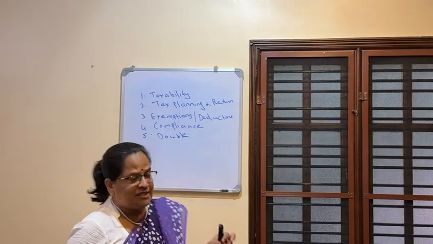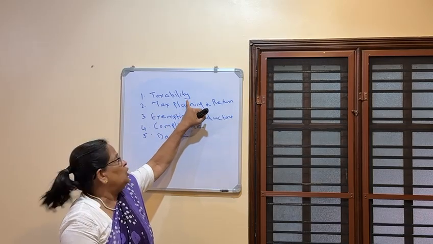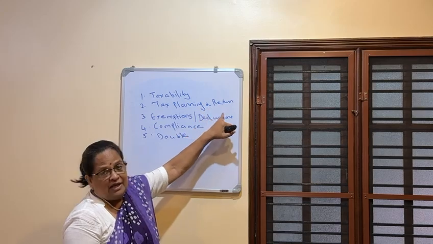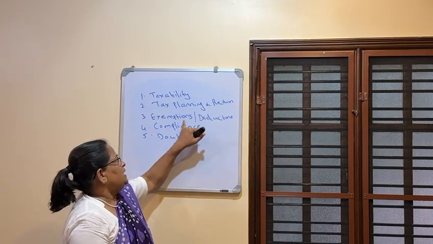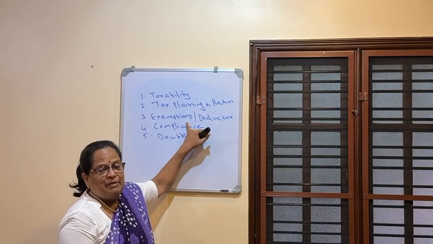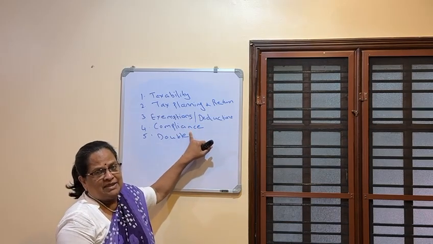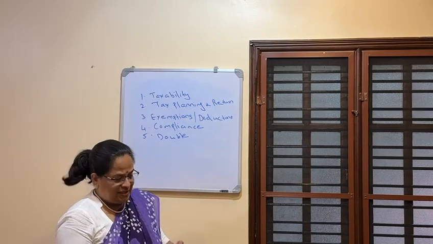So residential status is important for 5 reasons. One, it decides the global taxability. It will affect your tax planning and filing of income tax returns. Different forms you have to use. Then exemptions and deductions can be claimed based on the residential status. Then it decides the tax compliance with the income tax department. Then it avoids double taxation.